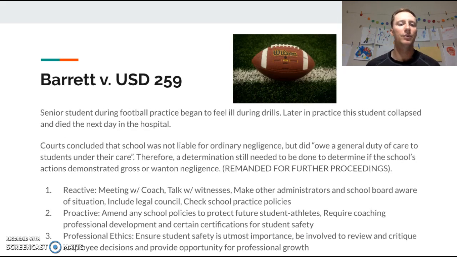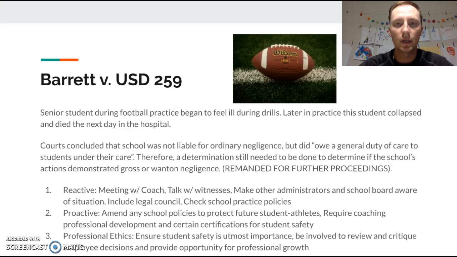Okay, my first case here, we have Barrett versus USD 259. In this situation, we had a senior student during football practice. It's the first practice of the year. It was 83 degrees out when they first started in the morning. They began practicing. There were no shoulder pads, just helmets, which they were required to wear. They were given breaks throughout the practice, water breaks and things like that.